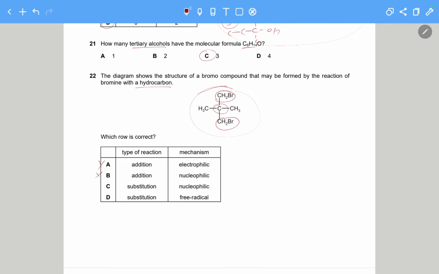Then we look at the remaining 2, which is substitution reaction. The substitution cannot be nucleophilic because we are using Br2, bromine, as one of the reactants, and with nucleophilic substitution we only ever get a single substitution, but here we have a double substitution, and therefore it cannot be a nucleophilic substitution, and it has to be a free radical substitution.